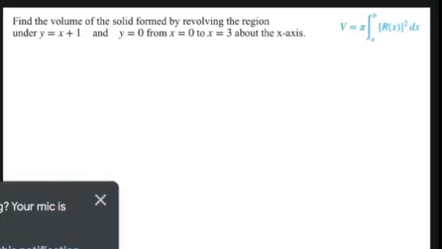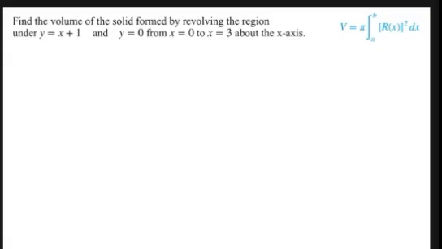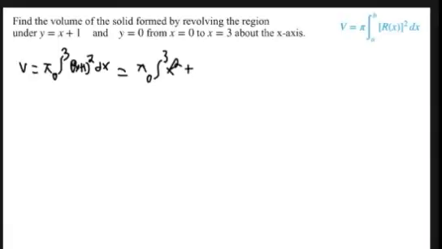Next one, we're going to find the volume of the solid formed by revolving the region bounded by y equals x plus 1 and y equals 0, from x equals 0 to x equals 3 about the x-axis. So it's the same axis of revolution, but now the function is linear. We still have a region going from the curve down to the x-axis, so this is still the disk method. The formula is V equals pi times the integral from 0 to 3 of (x plus 1) squared dx, which just becomes pi times the integral from 0 to 3 of x squared plus 2x plus 1 dx.